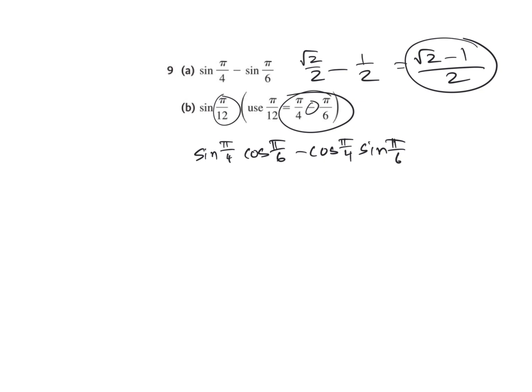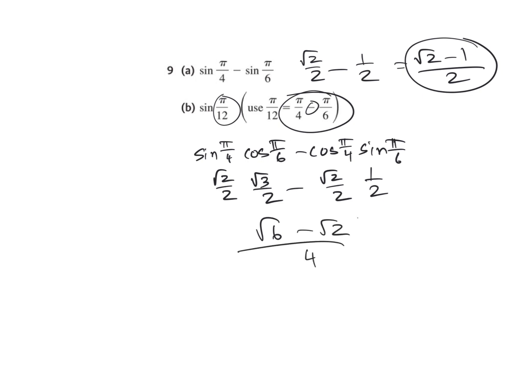Okay, sine of pi over 4, square root of 2 over 2. Cosine of 30 degrees is square root of 3 over 2. Cosine of pi over 4, sine of pi over 6, square root of 6 minus square root of 2 all over 4.